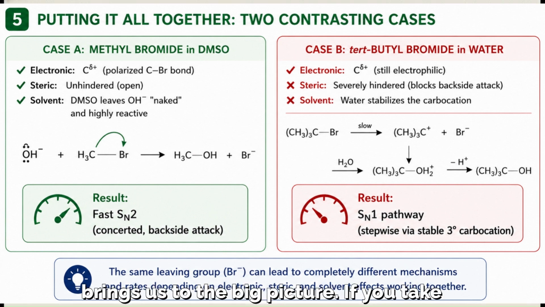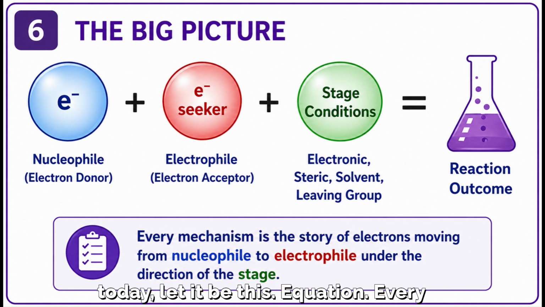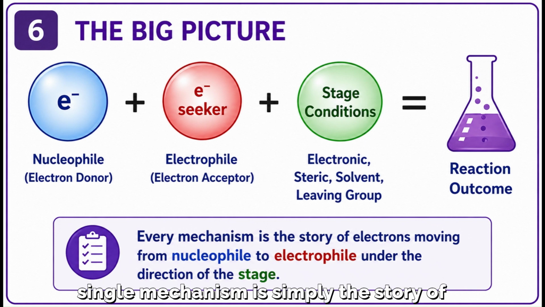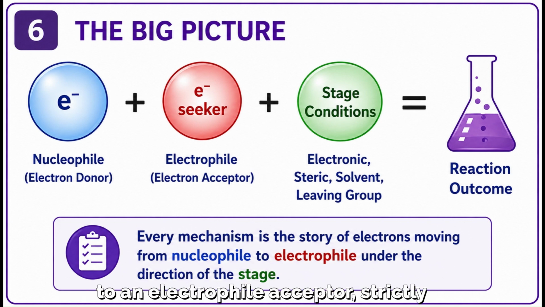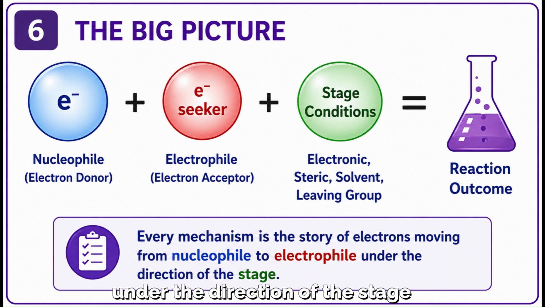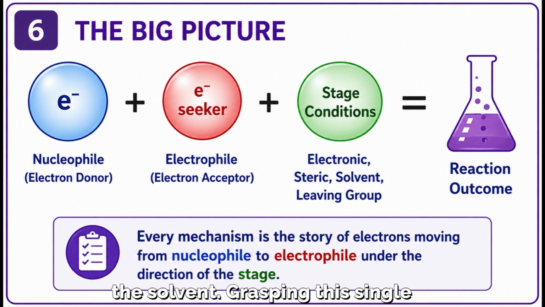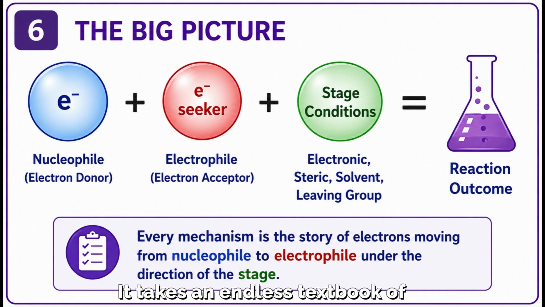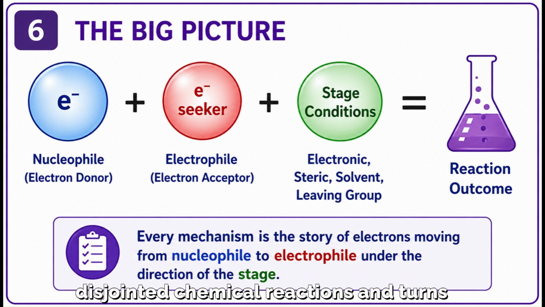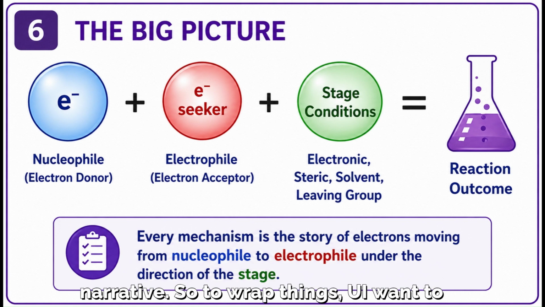And that brings us to the big picture. If you take away just one thing from this explainer today, let it be this equation. Every single mechanism is simply the story of electrons moving from a nucleophile donor to an electrophile acceptor strictly under the direction of the stage conditions. The sterics, the electronics, the solvent. Grasping this single recurring story is the real superpower. It takes an endless textbook of disjointed chemical reactions and turns it into one beautifully predictable narrative.